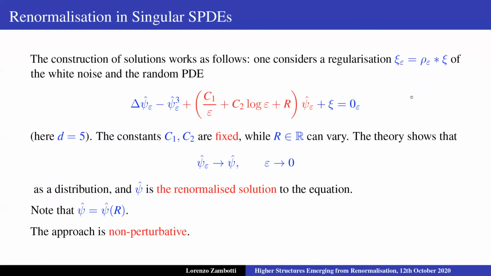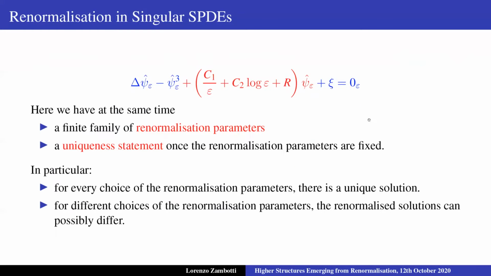Okay, you can see that the approach, at least the result, is non-perturbative, so there is no small parameter lambda here, and this is one of the advantages of this approach. Okay, once again, the equation, again with the same typo.